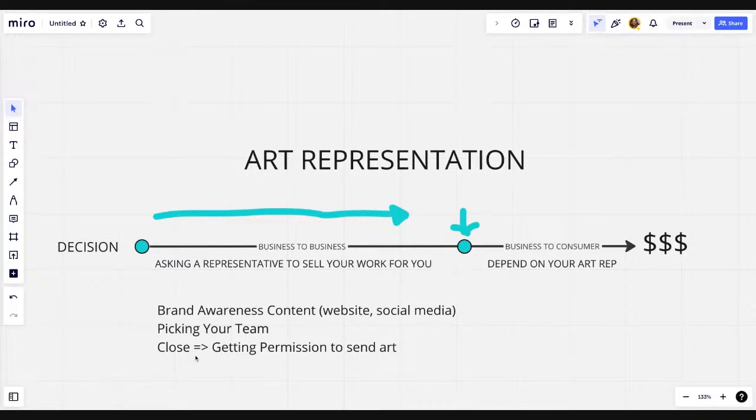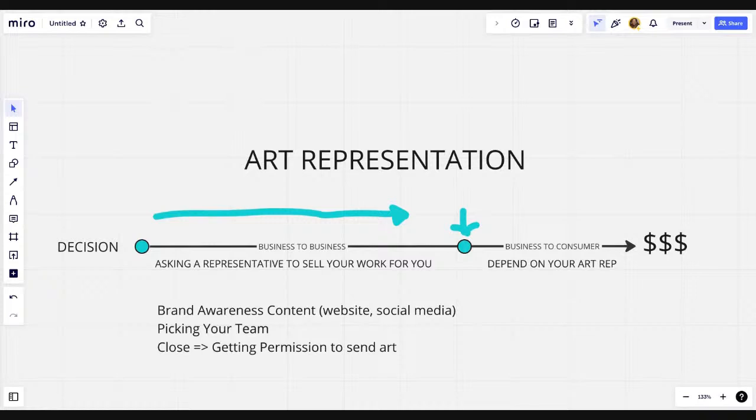So remember, your close here is not actually about getting money in your pocket. It's just about getting permission to sell your art at that gallery or with that art licensing agent. So you're right here. Okay. So this is the end point. Then you have to patiently wait for that business to close your sales for you.